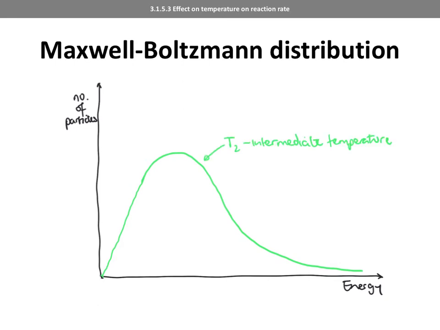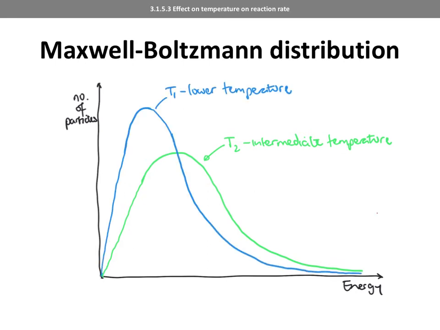We'll consider first how the distribution curve looks at a lower temperature. What we can see is that the peak of the lower temperature distribution curve lies to the left of the original, which makes sense because the most probable energy of the lower temperature curve is less than it would be at the intermediate temperature. The peak of the lower temperature is also higher, and it only crosses the original, our intermediate temperature line, once.